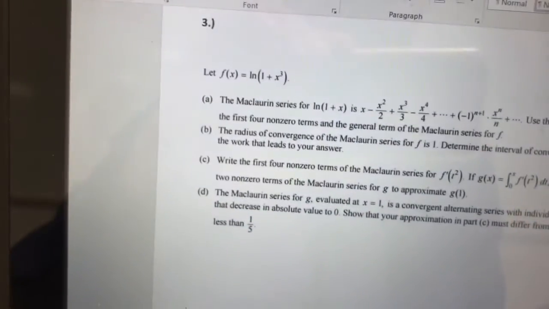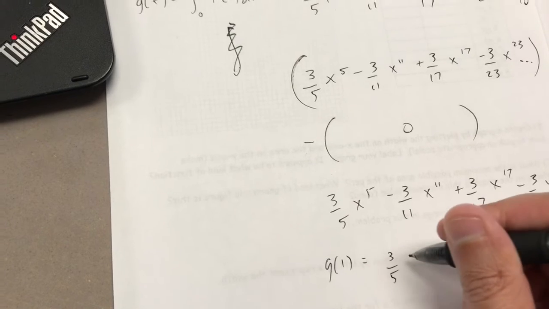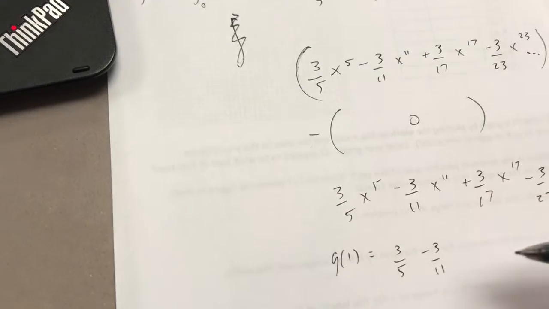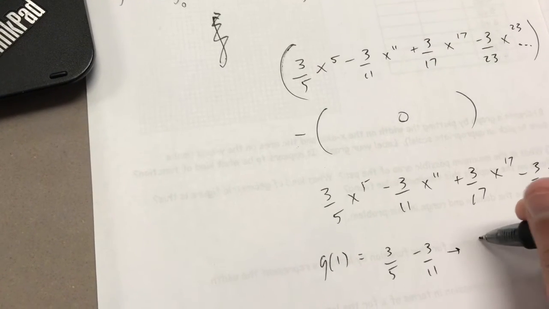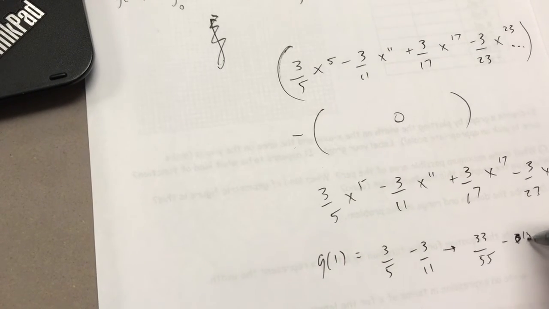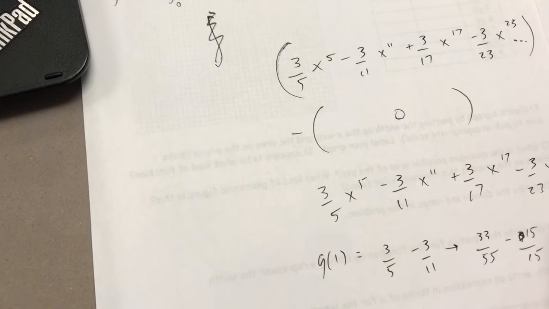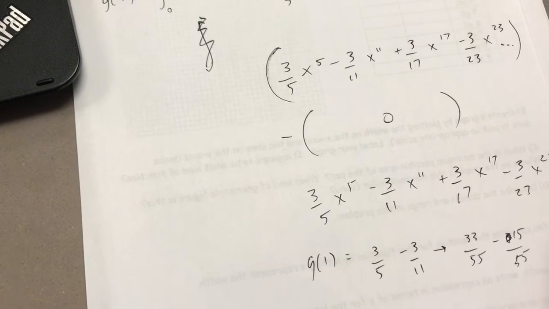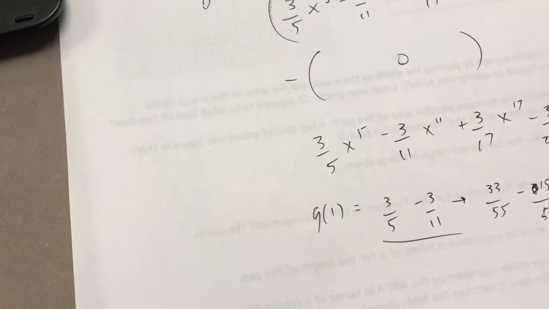Let's see, and they want the first 2 non-zero terms. Oh, I've gone way too far. I want to approximate g of 1. So g of 1 approximated with the first 2 terms. That'd be 3/5 minus 3/11, and you don't really need to simplify it. You could leave it like that, but anyway, that'd be 33/55 minus 15/55, which is 18/55 possibly. But again, you don't have to simplify it. You can just leave it in that form on the FRQ, and that's totally okay.